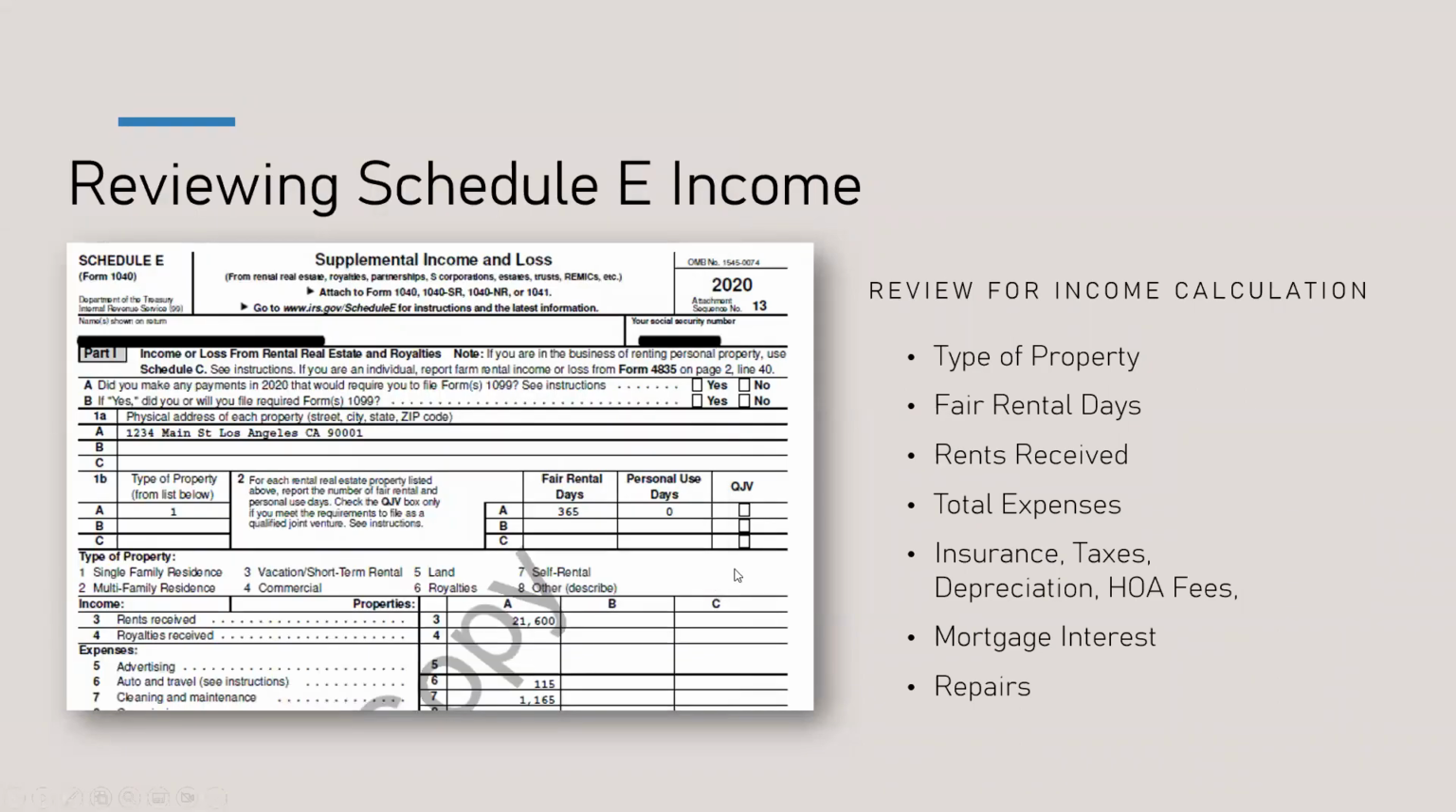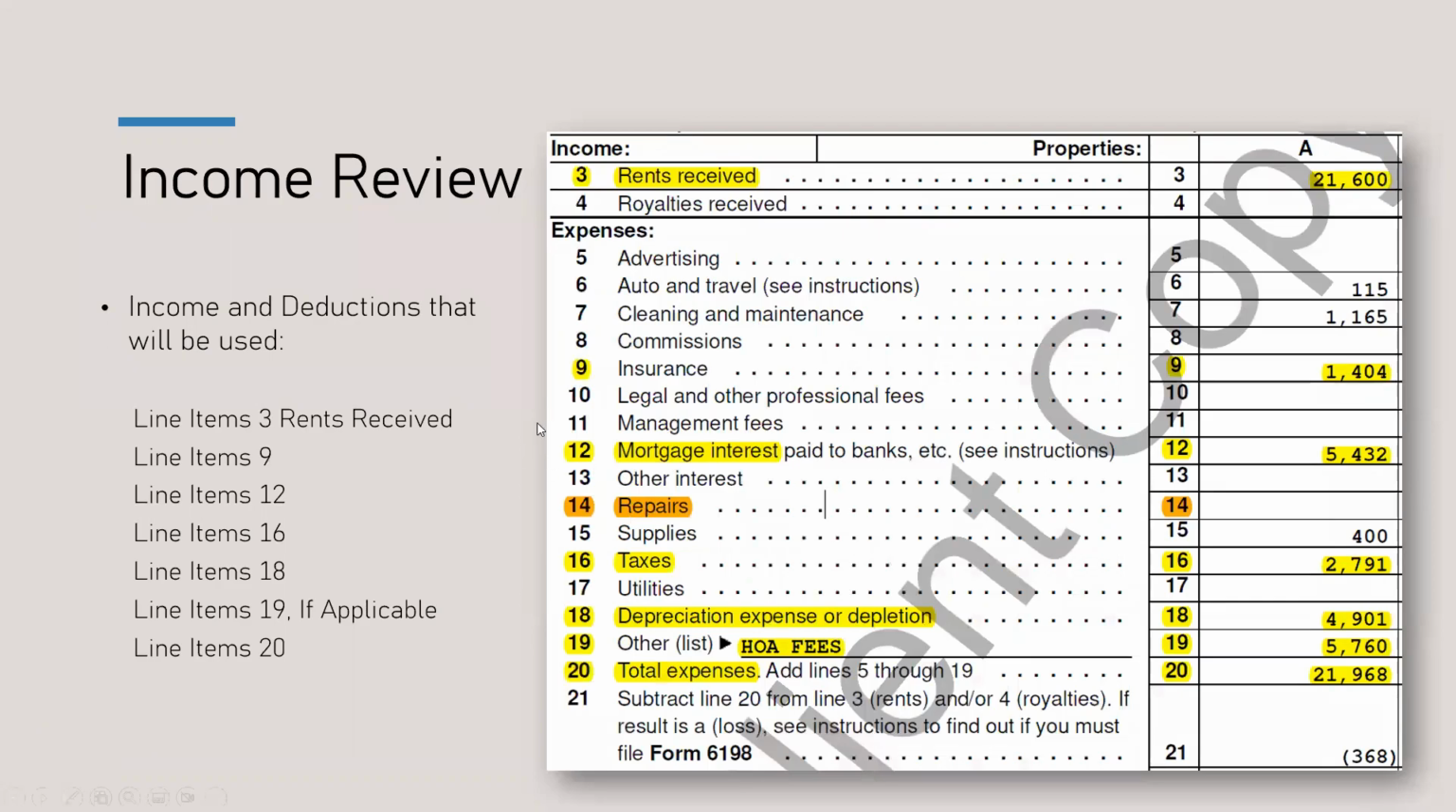So, like I mentioned, take a look at type of property, fair rental days, rent received, total expenses, insurance, taxes, depreciation, HOA fees, mortgage interest, and repairs. So we're going to jump into it.